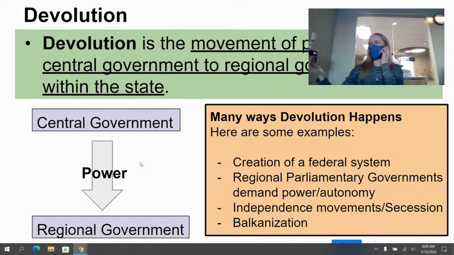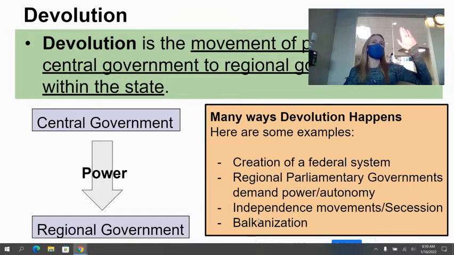Well, it doesn't necessarily always have to be, but generally, devolution can range from very peaceful ways to actually very violent ways as well. Another example of devolution might be when a regional parliamentary government demands more power. Maybe you do have a unitary state, but there's a particular region of a country that demands more power. Maybe it is a region that is ethnically different, or has different economics. And so they demand more power, and power is shifted and granted.